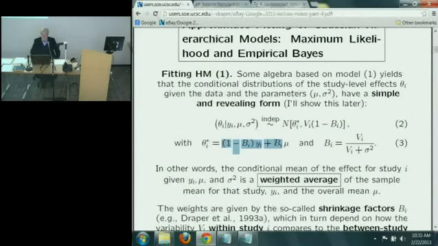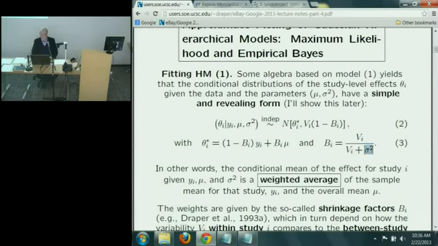The theta i star has a really interesting form. It's a weighted average of the data from study i and the overall mean across all the studies. The weight given to the overall mean, b sub i, is called the shrinkage factor, and it represents how far we should take the local answer from study i and move it, or shrink it, toward the grand mean. The shrinkage factor has a simple formula: the within-study variability divided by the total variability, which is the within variability plus the between variability.